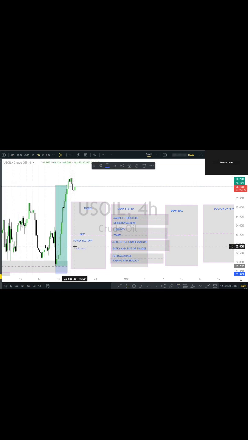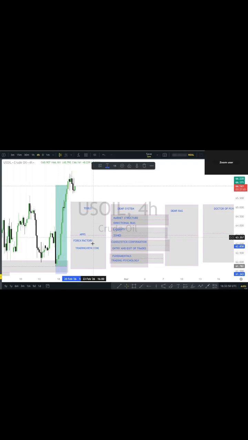So the second app you will need, just to get this app, just type forexfactory.com. You can get it on your phone or your laptop, any one of your choice. So the second one is TradingView. TradingView.com.